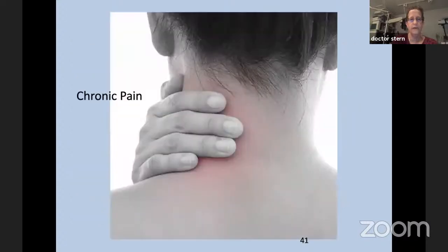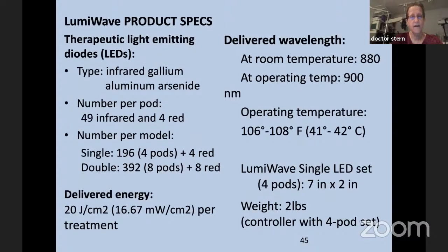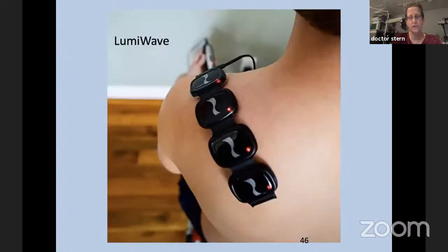But it tends to warm the muscles and joints and deep tissue areas. Remember, we talked how near infrared can get into lower levels of the skin. And it stimulates cell regeneration and promotes some of the biochemical restorative processes. I actually know one of the neuroscientists who worked on this, and she's not with the company anymore. She's working on another project now, but pretty interesting stuff. And this is just some information about the device if you had an interest, and this is showing it.